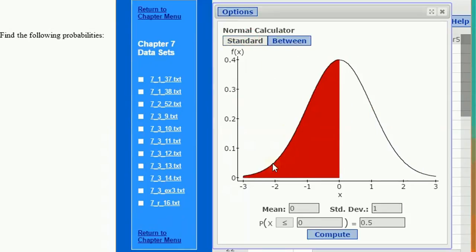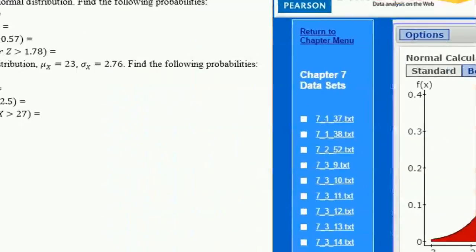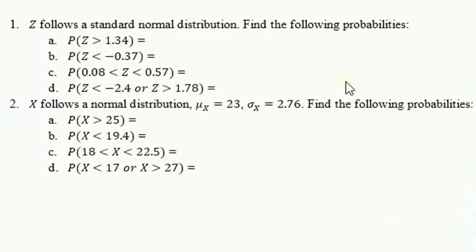So let's first just look at the different parts. You have this image shading an area in red that we're interested in, and then we can specify the mean of the distribution, the standard deviation of the distribution, as well as some inputs for calculating probabilities. If we're talking about a standard normal distribution, that's a mean of 0 and a standard deviation of 1. So looking back at the problem, we're looking for the probability that Z is greater than 1.34.